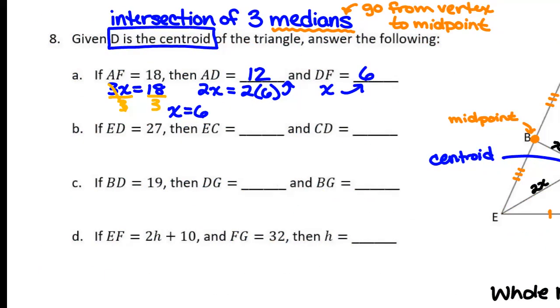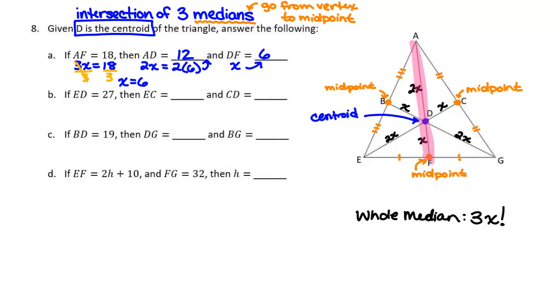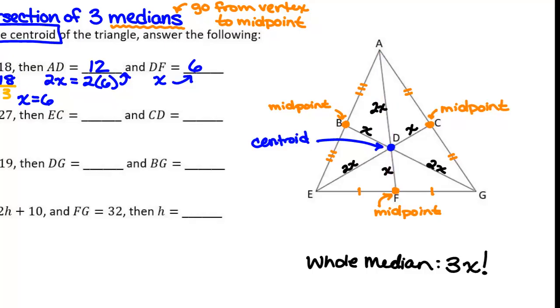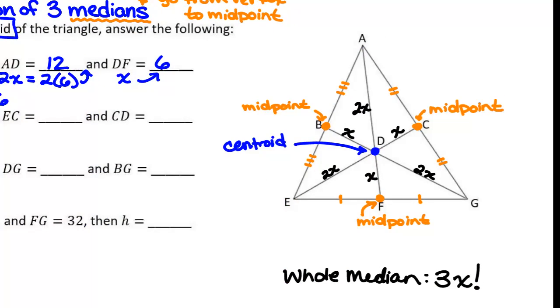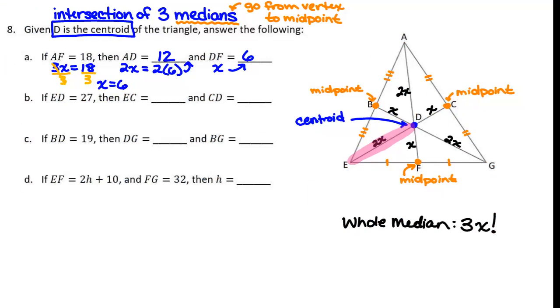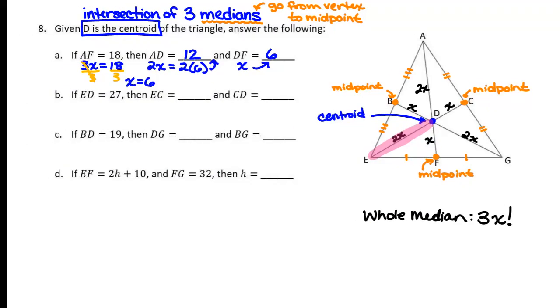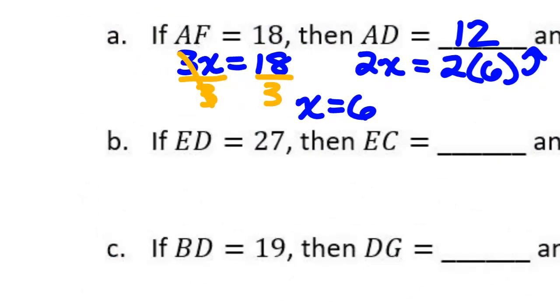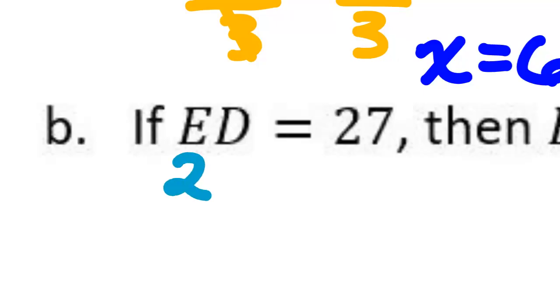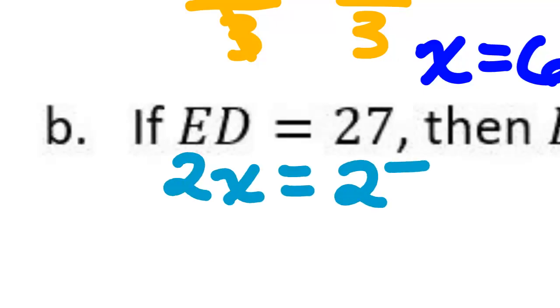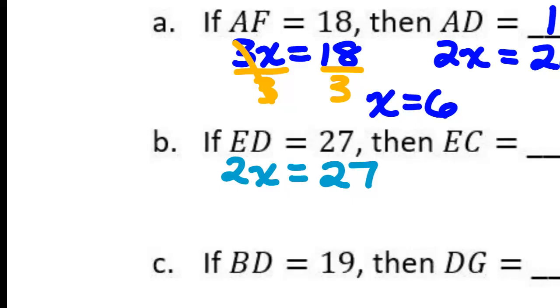All right, let's look at one of the other medians now. It tells me ED, this much right here, is 27. How many x's is that? 2x. It goes from the centroid to the vertex. So that's 2x. 2x is 27. Divide both sides by 2. And that means x is how much?